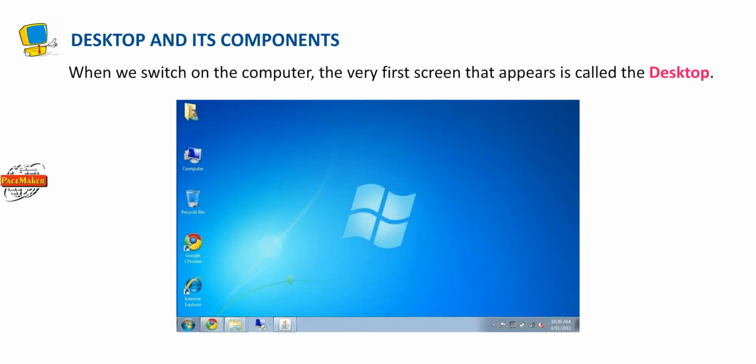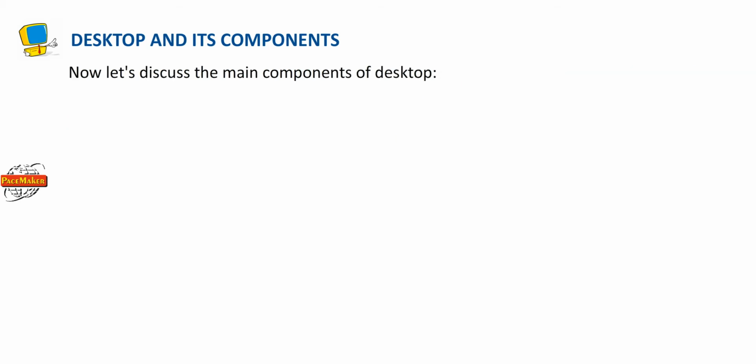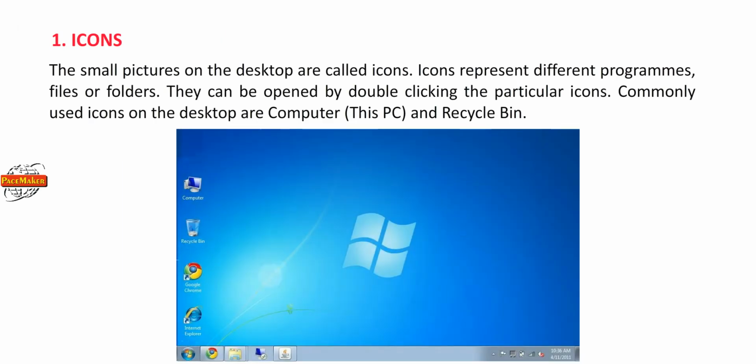Desktop and its components. When we switch on the computer, the very first screen that appears is called the desktop. Desktop is the work area on which objects like icons, start button, taskbar and dialog boxes appear. Now let's discuss the main components of desktop. Icons. The small pictures on the desktop are called icons. They represent different programs, files or folders and can be opened by double-clicking the particular icons. Commonly used icons on desktop are Computer, This PC and Recycle Bin.